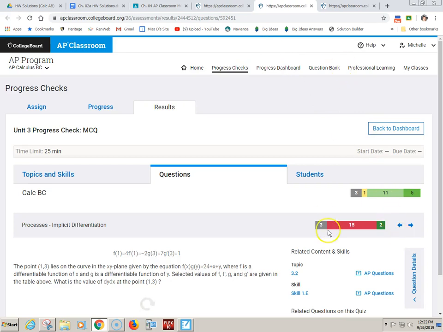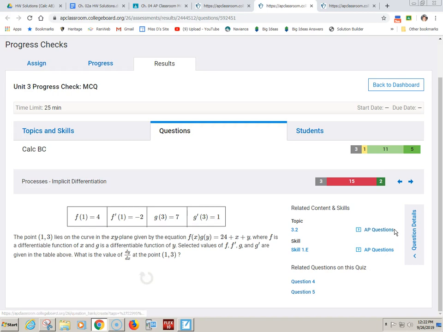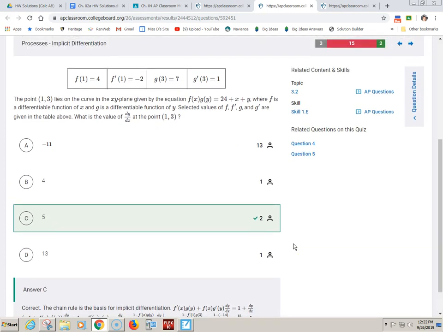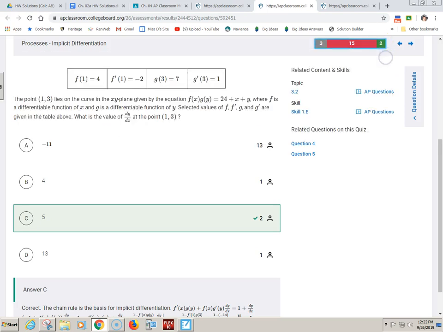Let's start here though. This is the one that only 2 people got right. Aw, struggle. There were words. And there's a table. There's a table on the test tomorrow, right? Okay, stinks. So let's talk about what's going on. So we have f of 1 equals 4, f prime of 1 equals negative 2, g of 3 equals 7, and g prime of 3 equals 1. Let's first figure out who are the 2. Lainey and Victor. Look at you guys.